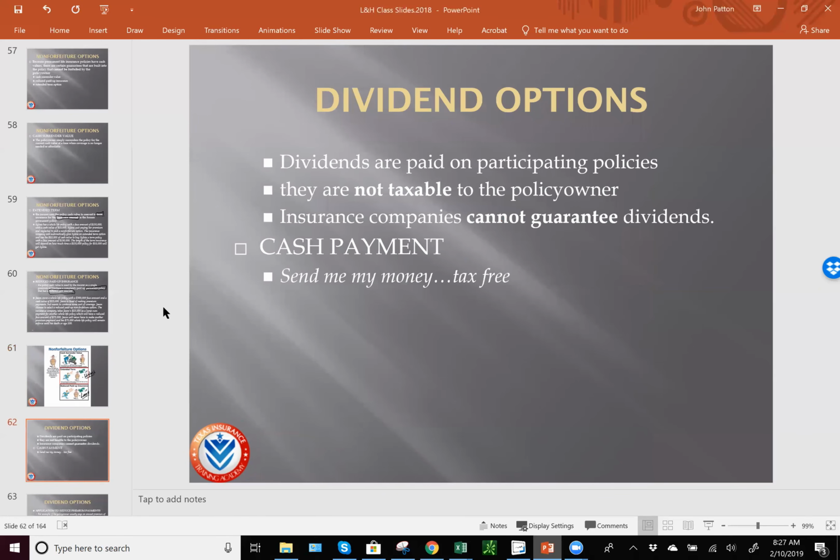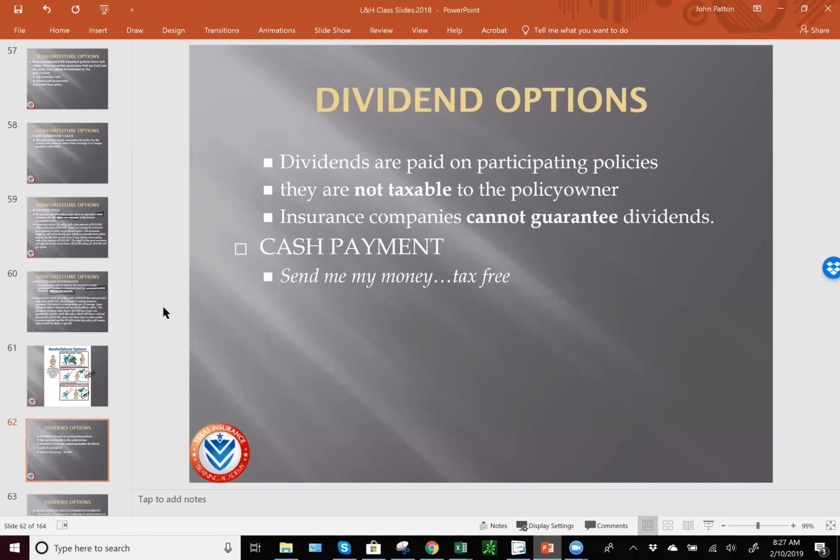Next set of options are going to be dividend options. Now, dividend options are included in all participating policies. Participating policies are policies that are issued by your mutual companies. So if a mutual company like Mutual of Omaha, let's say, makes a profit, then they're going to share that with the policy owners in the form of a dividend.